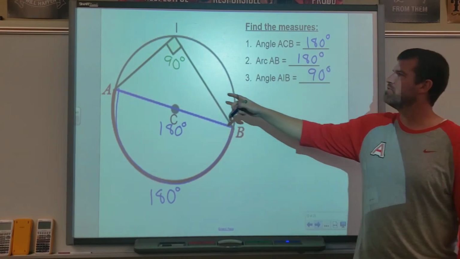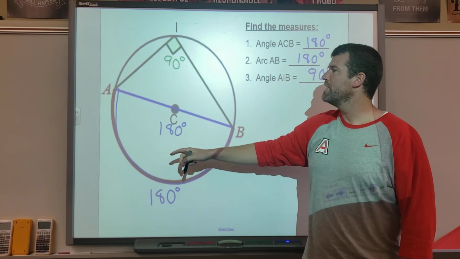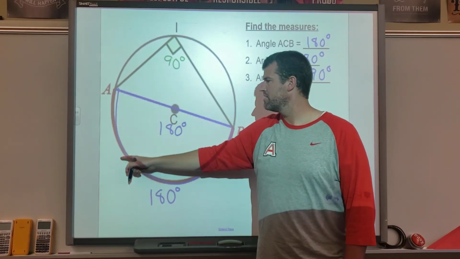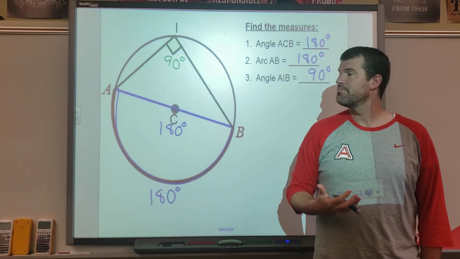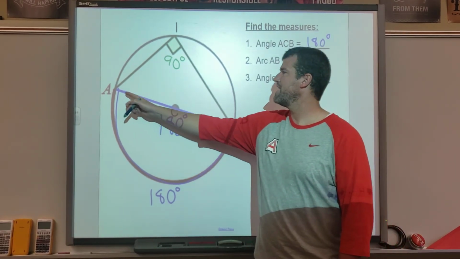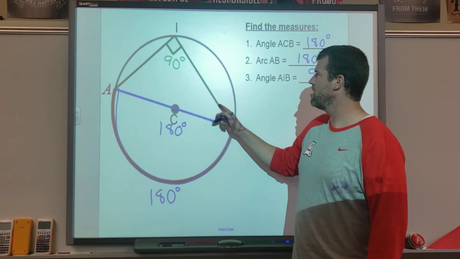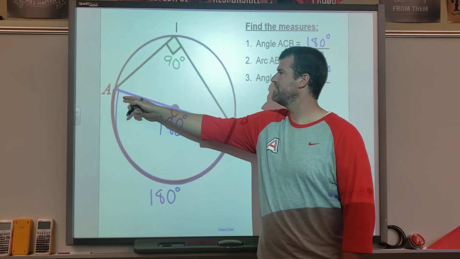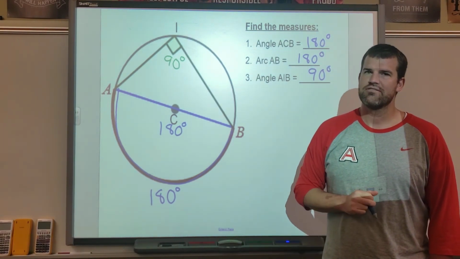So anytime you see a right angle as the inscribed angle, we know that the arc that it forms will be 180 degrees. Or we also know that if we have a diameter, if we were to draw an angle that goes to each end of the diameter, this has to be 90 degrees, right angle.